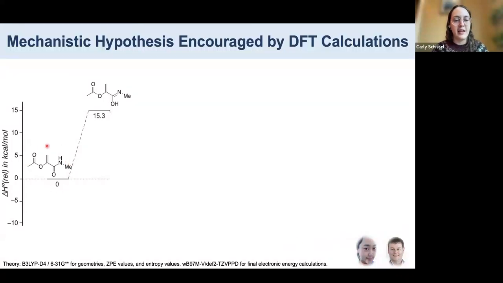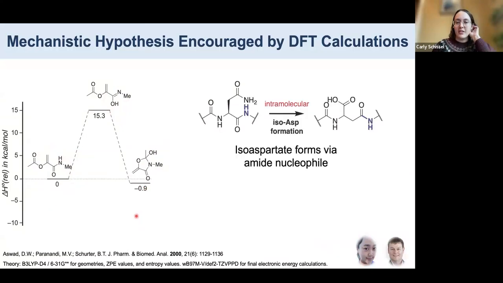So we start with this model DHL peptide, and either this molecule acts or it tautomerizes into this species here. But either way, the nitrogen atom of the amide we think is acting as a nucleophile and attacking this ester carbonyl here, which forms this first cyclic intermediate. And this first step would not be surprising to us at all because this happens in nature as part of protein degradation in isoaspartate formation. So this type of cyclization and then ring opening can form isoaspartate.